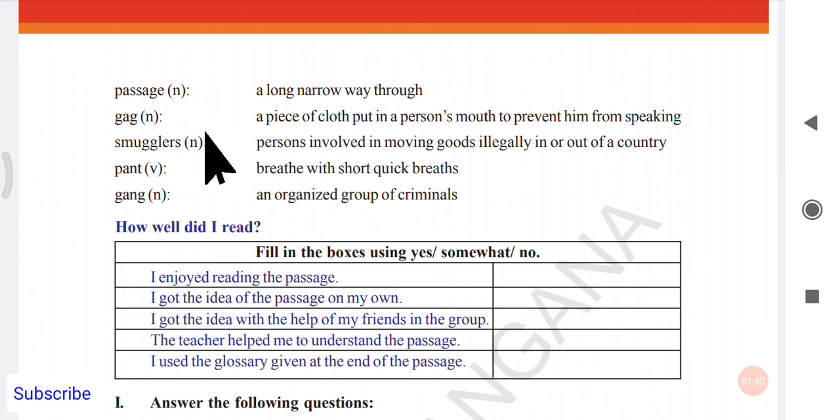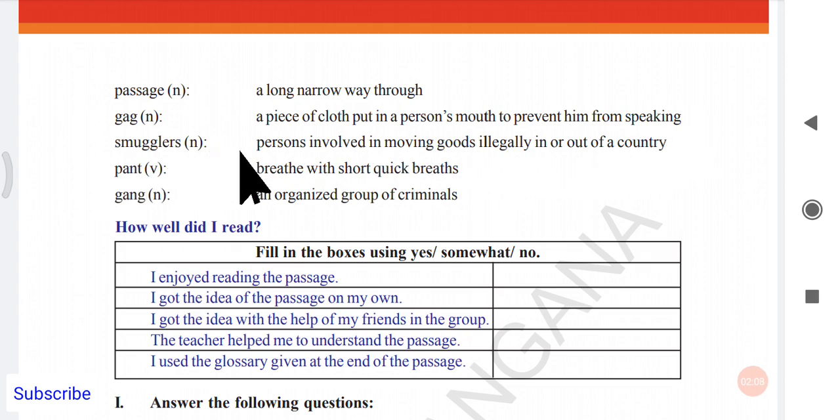Next, gag. A gag is a piece of cloth put in a person's mouth to prevent him from speaking. Usually when people kidnap someone, they put some type of cloth in the mouth. There is no particular type of cloth, whatever cloth is used to keep in the mouth is called a gag. Just like a small piece of cloth.